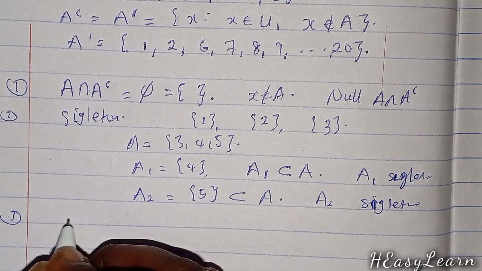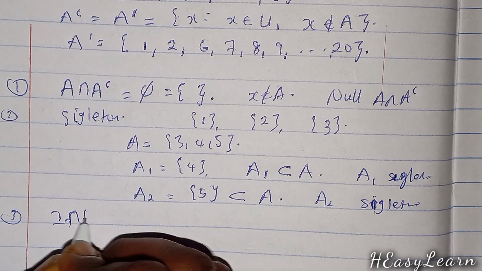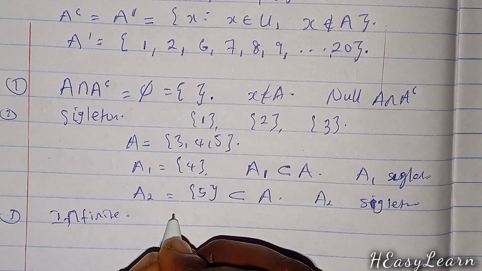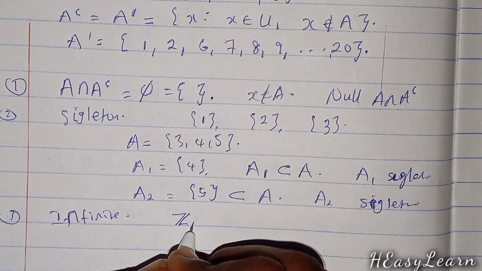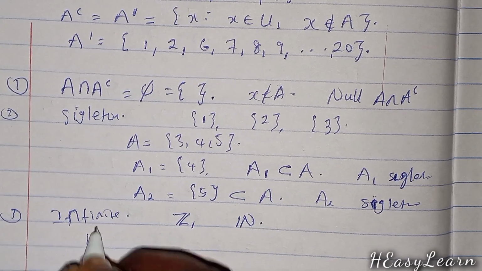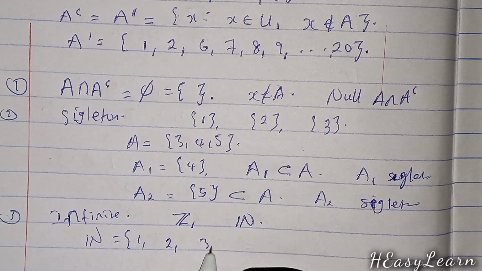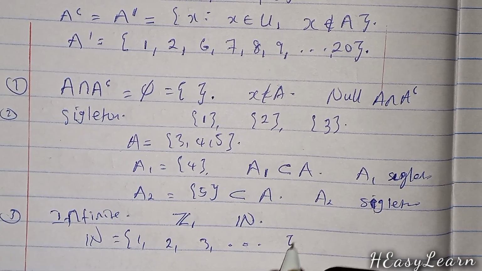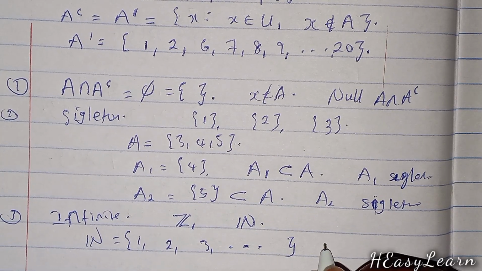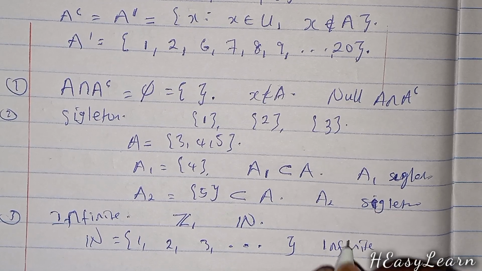So number 3, we have what is called an infinite set. An example of an infinite set is the set of integers or natural numbers. Natural numbers are sets that start from 1, 2, 3. It keeps on going, we don't even know the end. We call a set that does not have an end an infinite set.